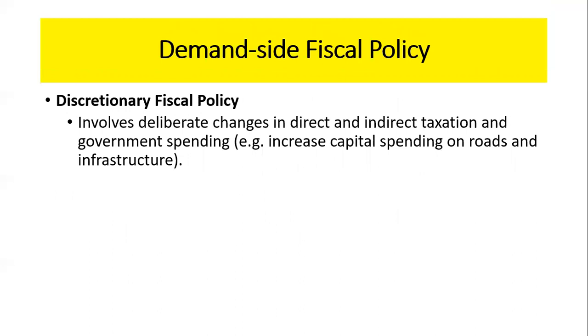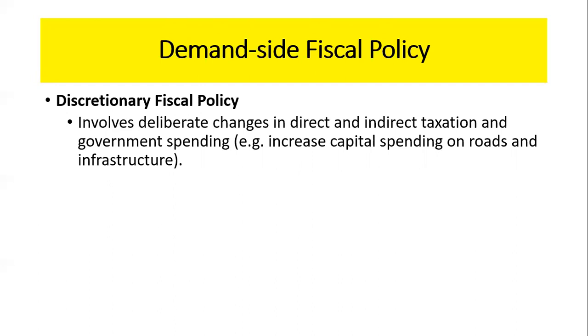Demand side fiscal policy. I'm going to introduce you to two concepts: contractionary fiscal policy and expansionary fiscal policy. First of all, though, discretionary fiscal policy involves deliberate changes in direct and indirect taxation and government spending. For example, increased capital spending on roads and infrastructure.